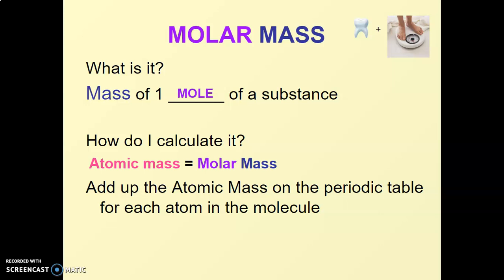Now let's talk about molar mass. So molar mass is how much mass 1 mole of a substance will have. How do we calculate it? Well, we look at atomic mass. We know how to find that. It tells you on the periodic table. You just look for the element you're looking for, and it tells you the atomic mass of it. For our purposes, we're always going to round that to the nearest whole number when we're talking about molar mass.